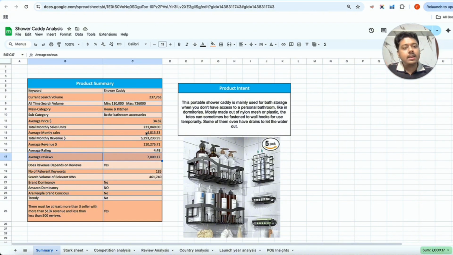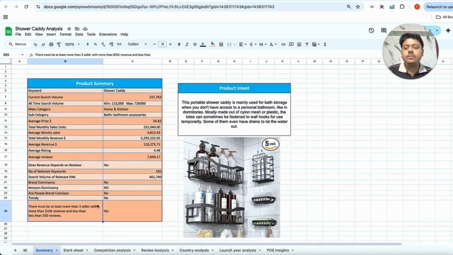So I don't care if a niche has a high number of reviews, as long as the revenue distribution is fair among sellers and all the areas which I told you are fulfilled. Then I will go into that niche. Then the number of relevant keywords matters: 185 relevant keywords exist for this product, meaning competition is divided among 185 keywords, and the search volume of these relevant keywords is around 4,61,000. Then we check brand dominancy, no. Amazon dominancy, no. Are people brand conscious, no. Is it a trendy product, no, it's not a trendy product.